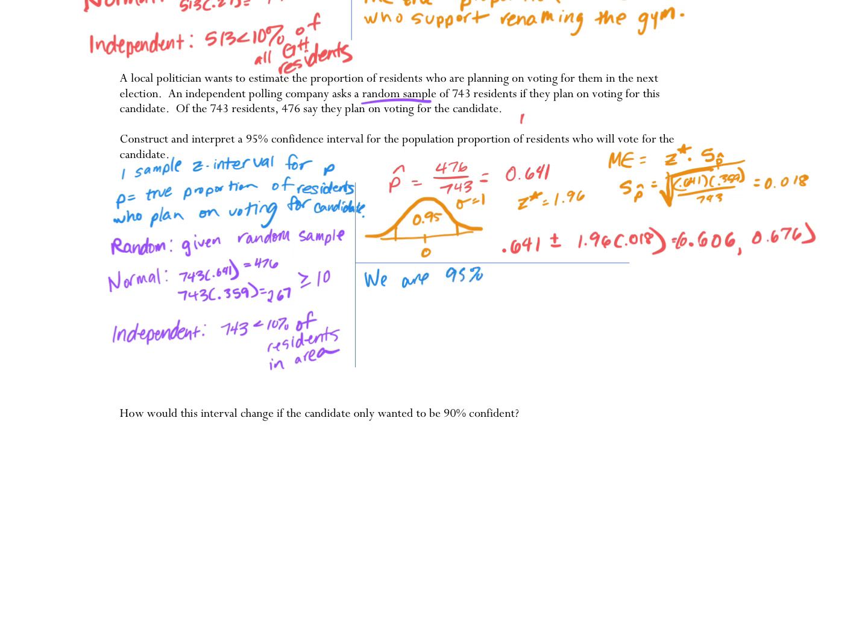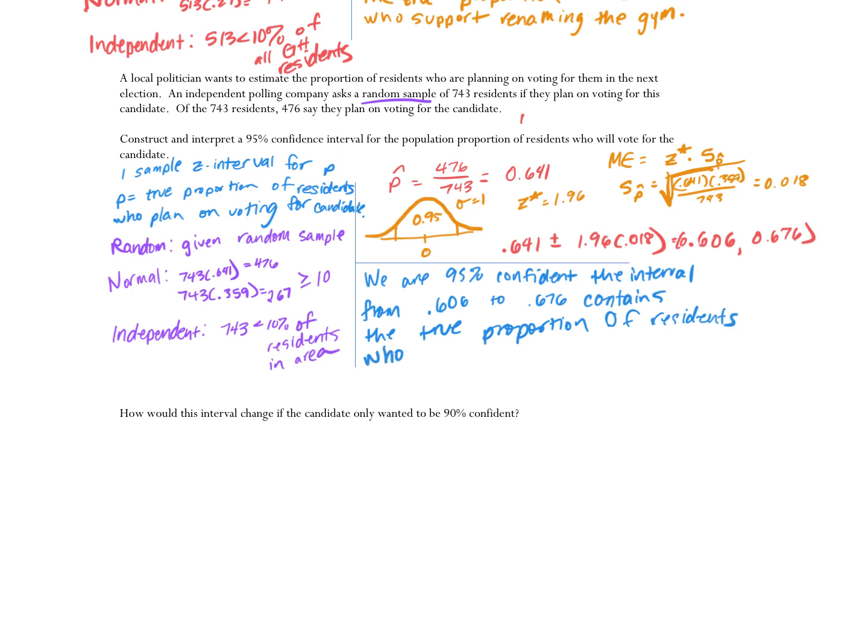And then that kind of specific version of the conclusion, we are 95% confident the interval from... We feeling okay with this basic premise?